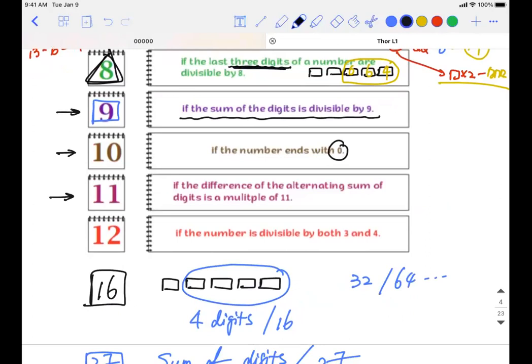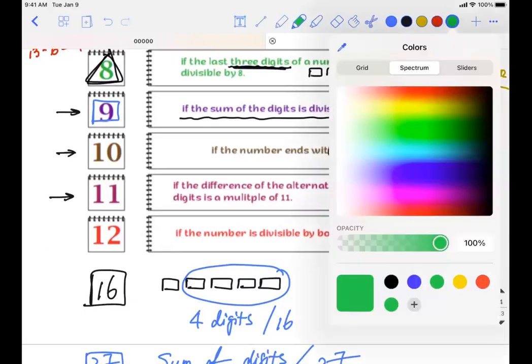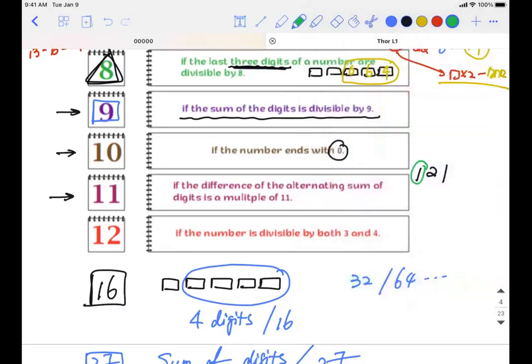If the difference of the alternating sum of the digits is a multiple of 11, then this number would be divisible by 11. What is that? Let's say 121, which is 11 squared. The difference of the alternating sum. Alternating sum means, take the digits 1, 2, 1: this is the first one, the second one, the third one, right? So these are alternating.